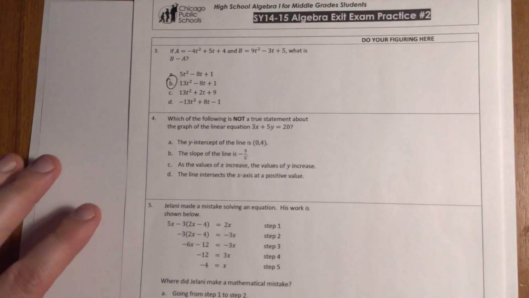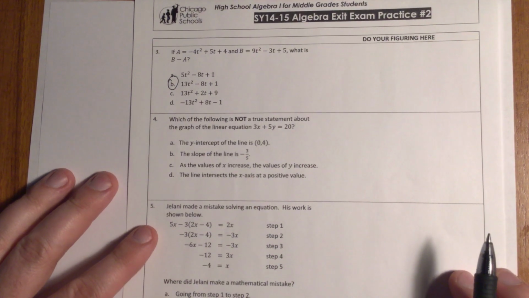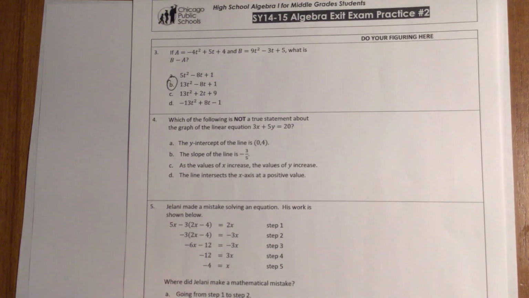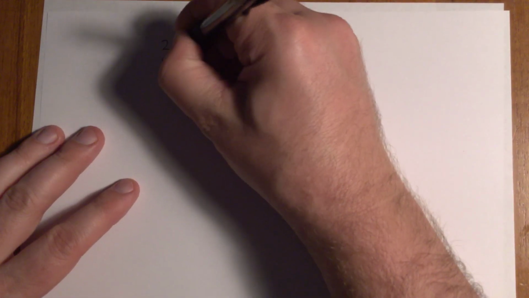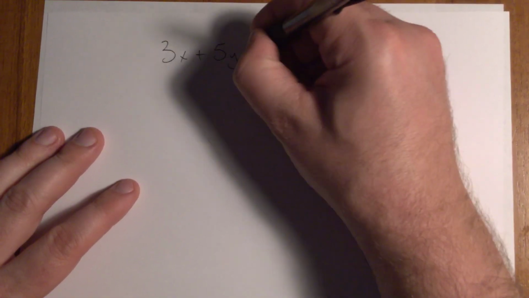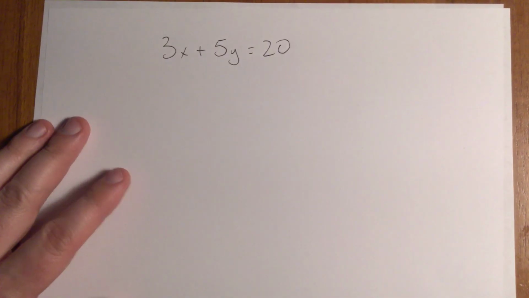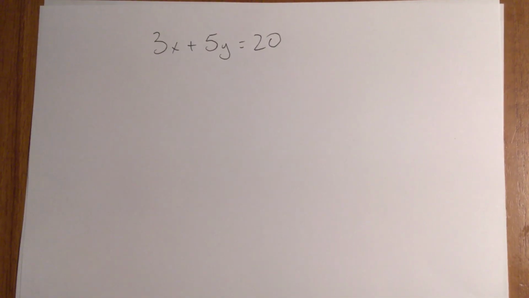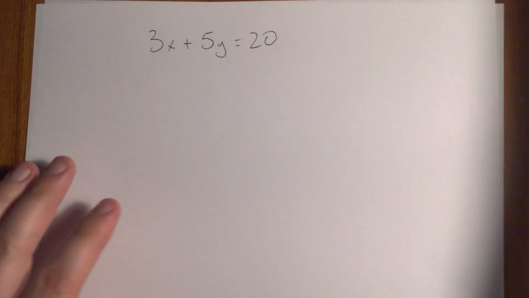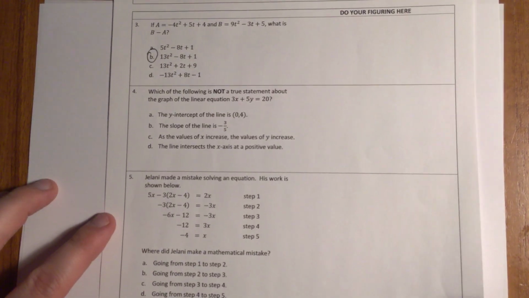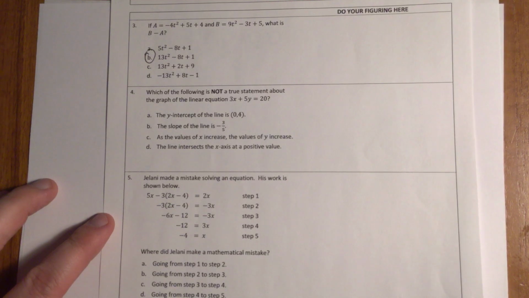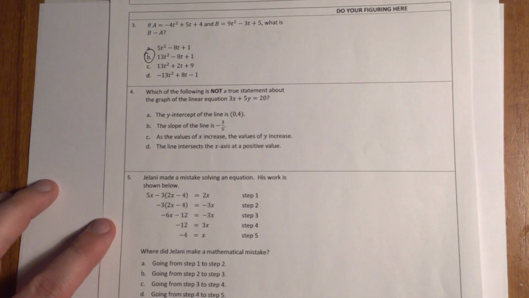All right, number 4. Which of the following is not a true statement about the graph of the linear equation 3x plus 5y equals 20? So I got 4 options. The y-intercept, the slope of the line, as the values of x increase, the values of y increase, and the line intersects the x-axis at a positive value.